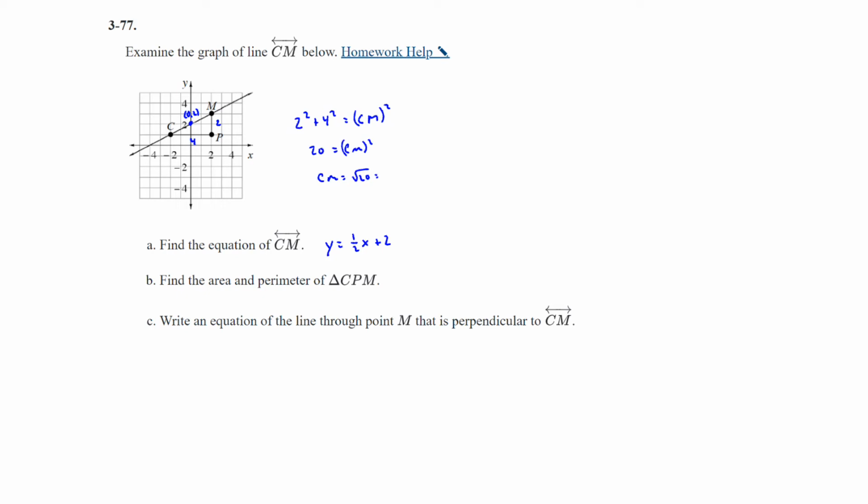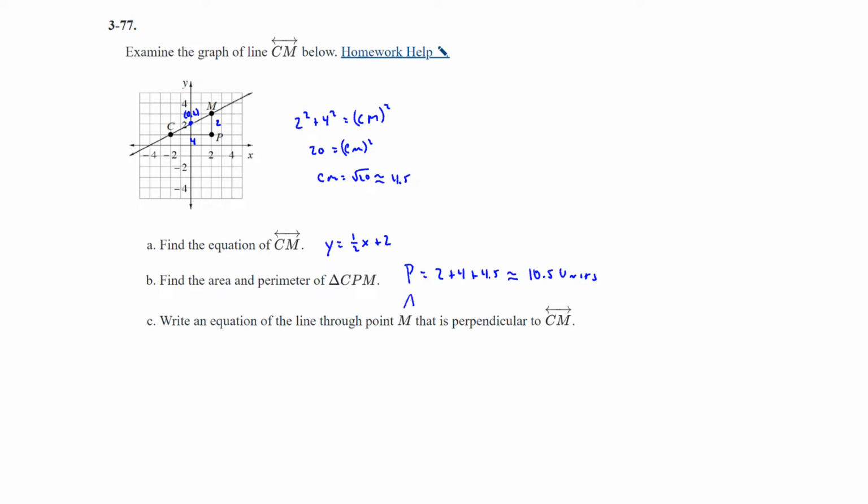which we can figure out approximately what that is so we can get a better idea as to what the perimeter is to the nearest tenth. So 4.5 is approximately, so let me change that equal sign to approximately 4.5. So therefore the perimeter is 2 plus 4 plus approximately 4.5, so the perimeter is approximately 10.5 units.